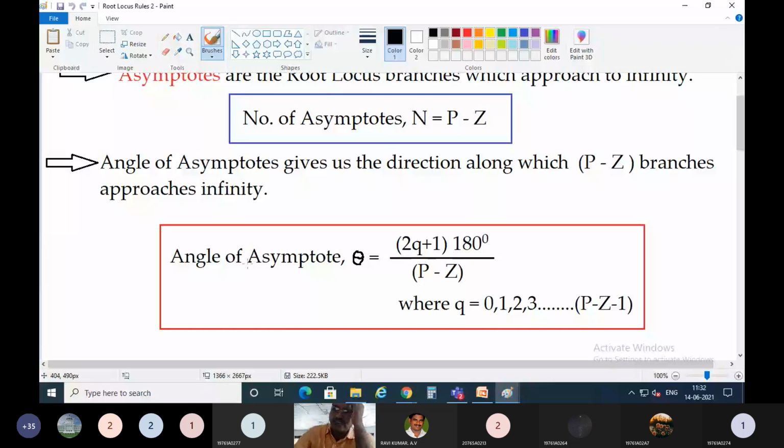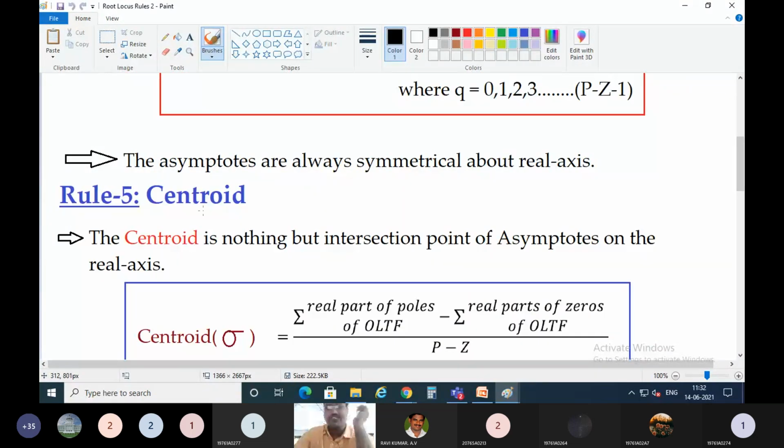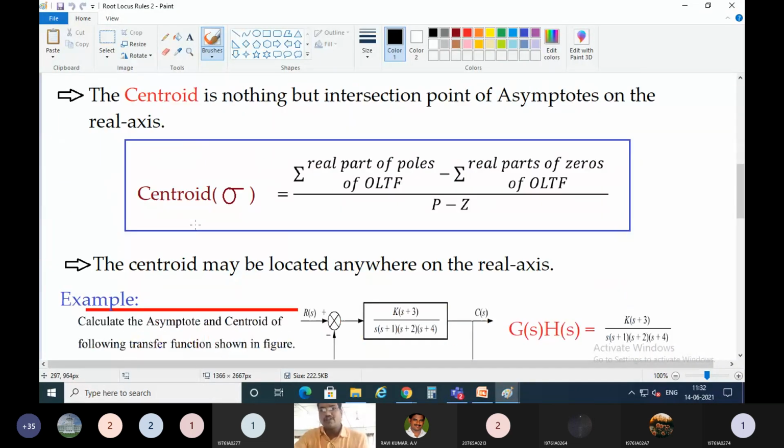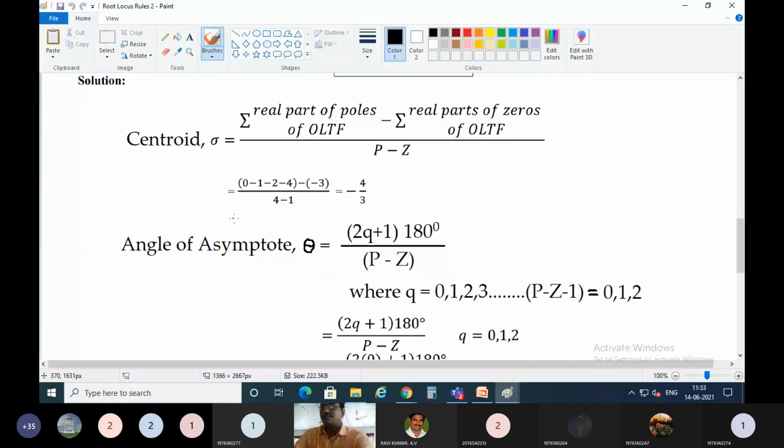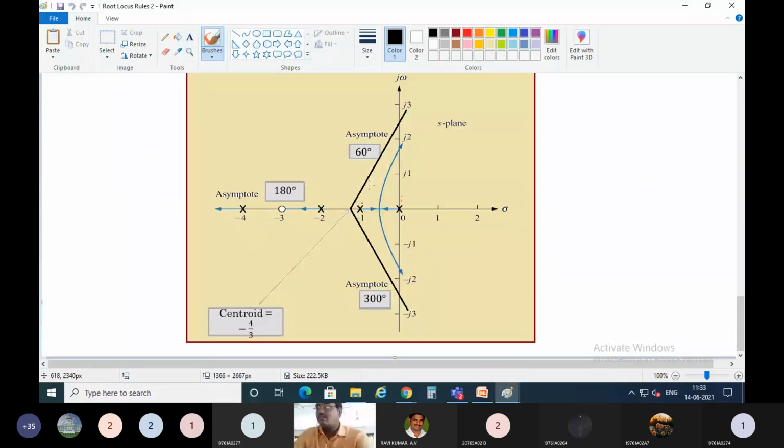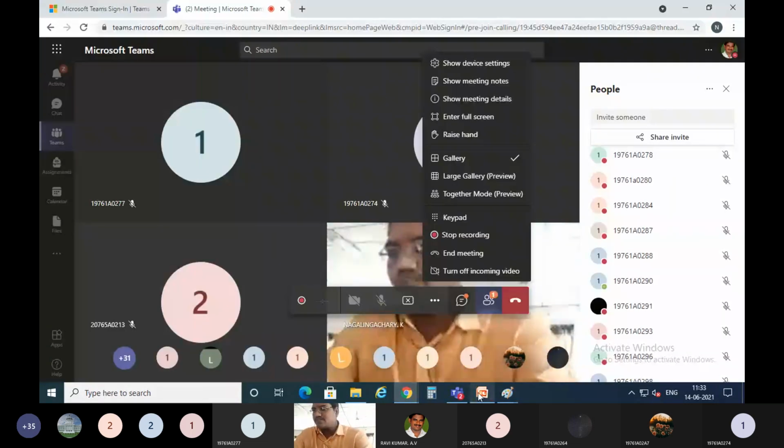Rule number 5 is the centroid. The centroid is the intersection point of the asymptotes on the real axis. These asymptotes intersect at a particular point on the real axis, and that point is given by the centroid. The centroid formula is the sum of the real parts of the poles of the open loop transfer function minus the sum of the real parts of the zeros of the open loop transfer function, over p minus z. We have already gone through how to calculate the centroid.